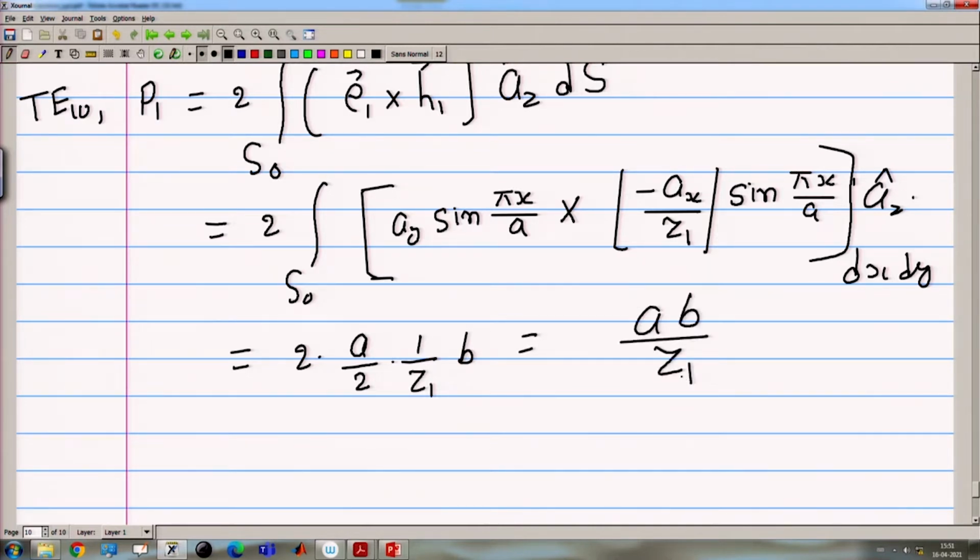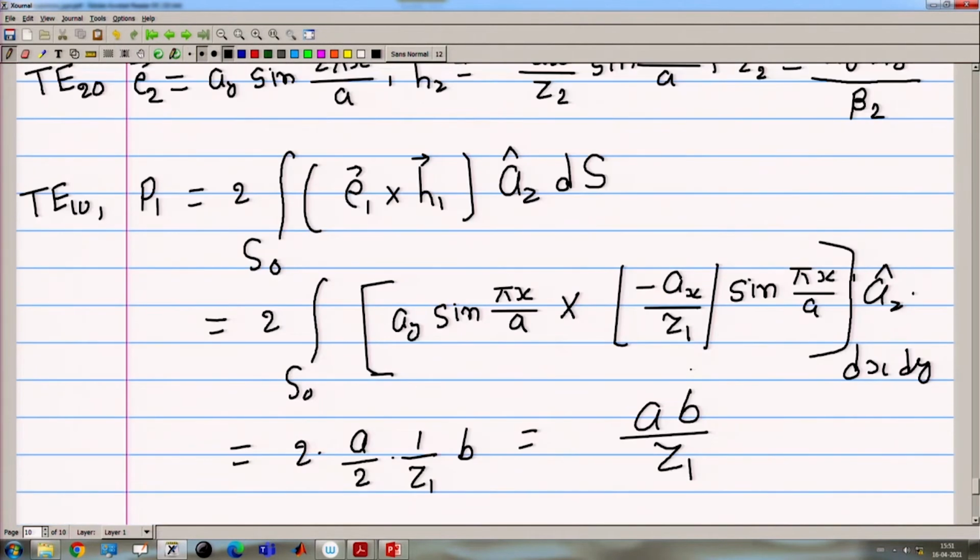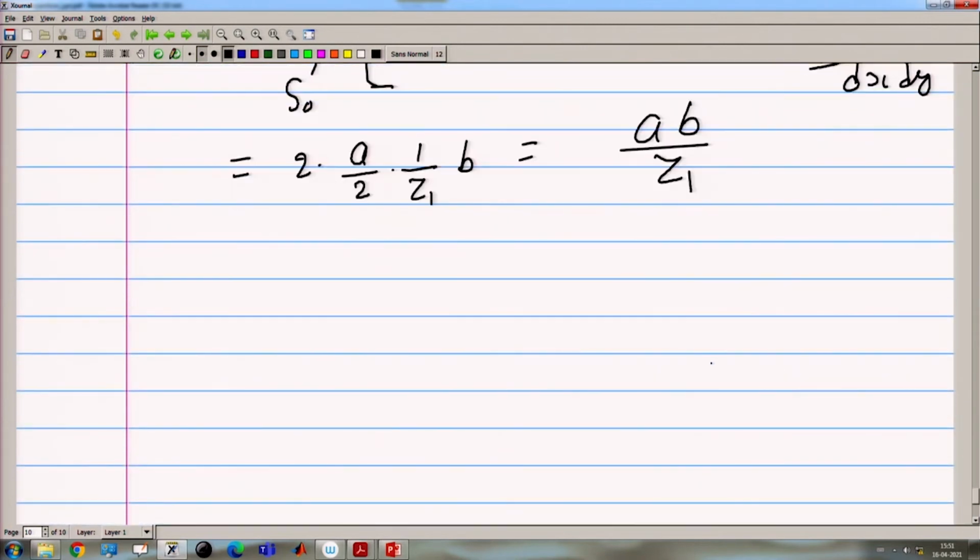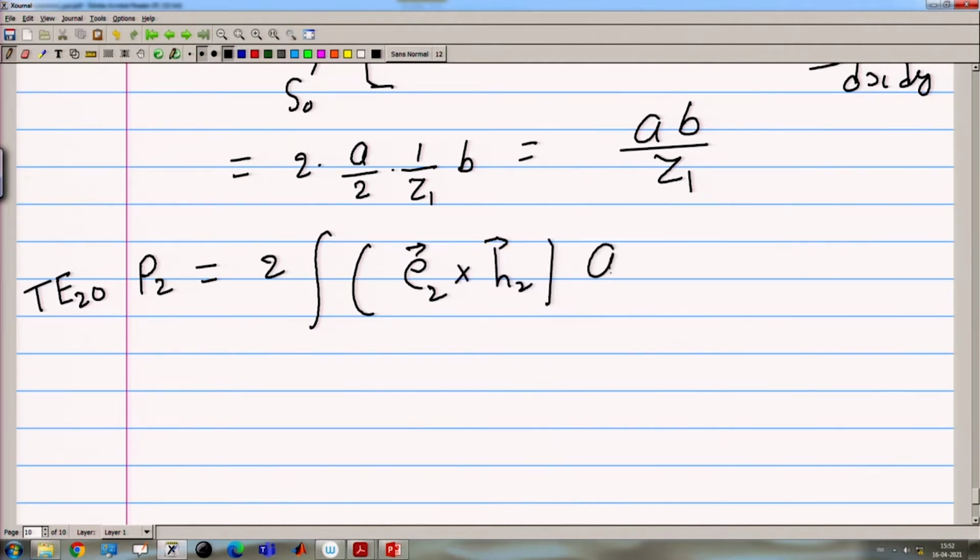This is the P1 for the T10 mode. For the T20 mode, it will be E2 cross H2 into Az into ds. For the P2 for T20 mode, for the T2 it will be 2 of E2 cross of H2 into Az into ds. So, this is for the P2.